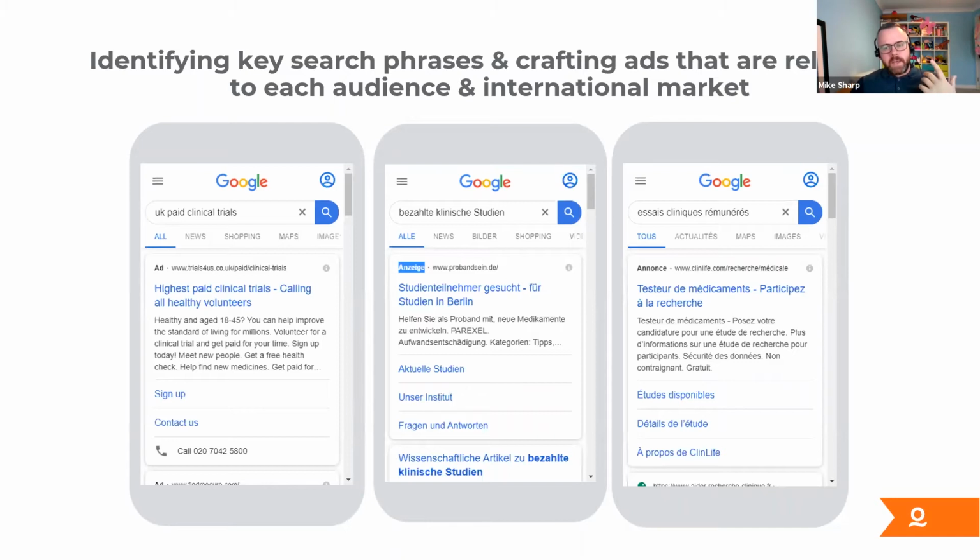But this is where one of the keys is working with linguists who understand those nuances, but also understand the core principles of search. And as I say, that's what we do at Adapt. And done right, it really is a powerful way of scaling that kind of work.